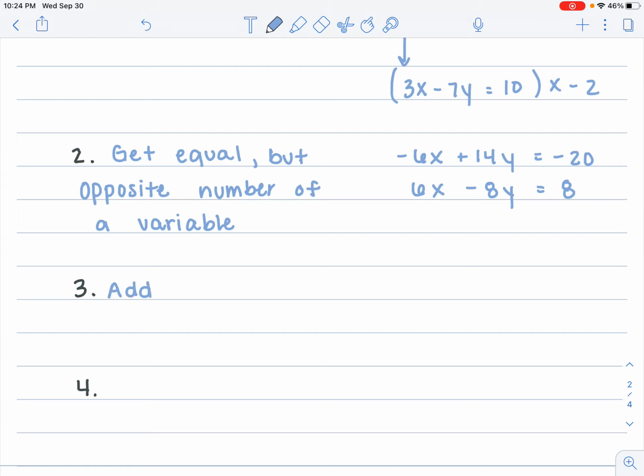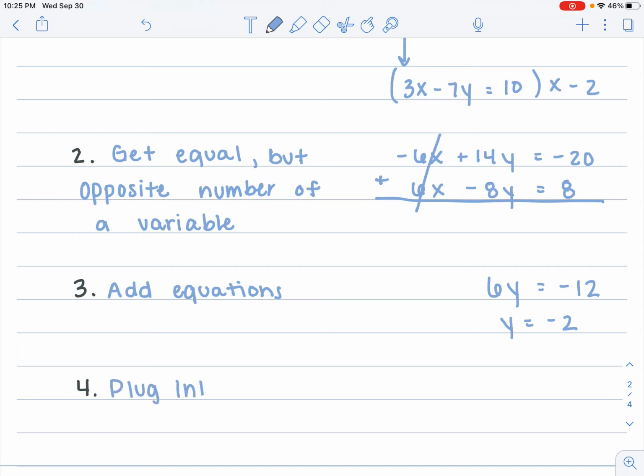Now that you have that accomplished, we're going to add the equations together. So you're going to add like terms. Up first we have -6x plus 6x. Well, that cancels to 0. Then we have 14y minus 8y. That gets me 6y. And then we have -20 plus 8, which gives me -12. And the great thing about this is we have one variable and we can quickly solve. If I divide by 6 on both sides, I get y equals -2. So we have one of our variables.